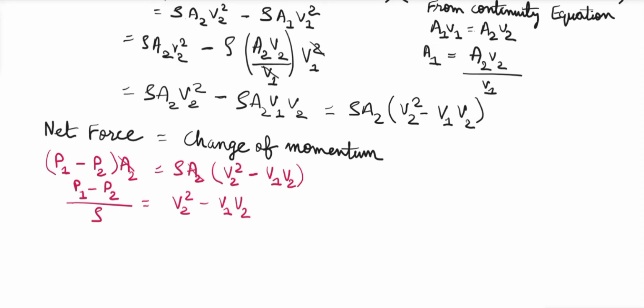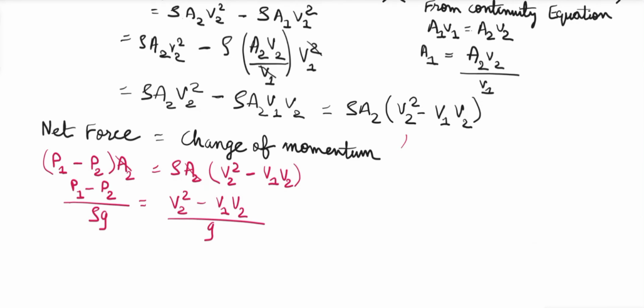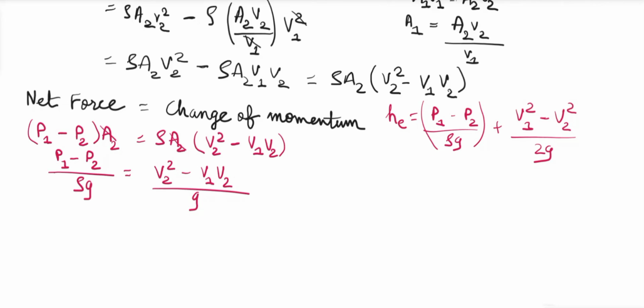We'll just divide both sides by g. So we get P1 minus P2 by rho g is equal to V2 square minus V1 V2 upon g. We have got this equation for He. We'll substitute the value of P1 by rho g minus P2 by rho g from this equation. Let me just write it here. He is equal to P1 minus P2 by rho g plus V1 square minus V2 square by 2g.